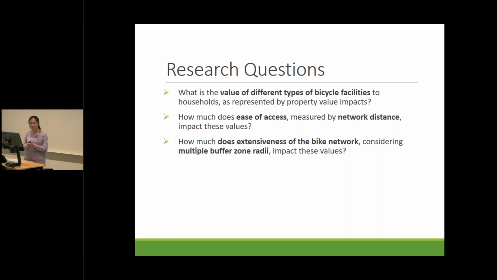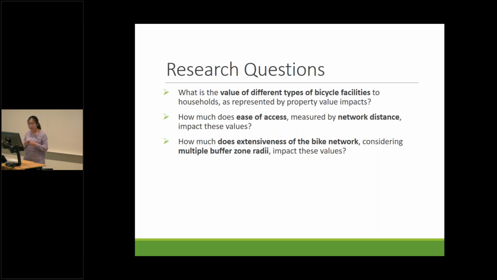So the first measure is ease of access, which measures the proximity of each residential place to the facility, like how proximate they are located. Last year we used only the straight line distance, but we found there might be some problem because, for example, if you live close to an off-street trail, but as you know, the off-street trail has limited access. Even if you live close by, you might need to detour maybe half a mile to the entrance of the off-street trail. So in this study, we use the network distance to account for that.